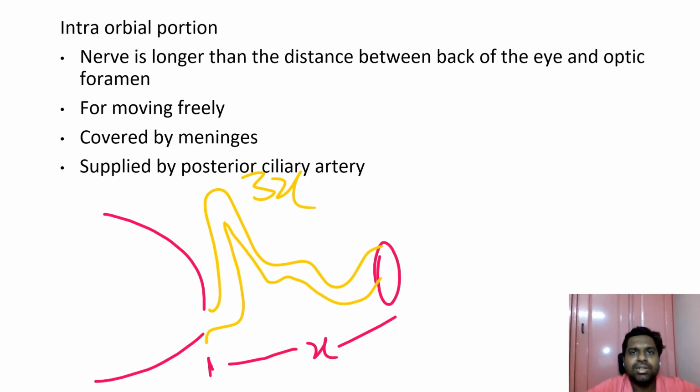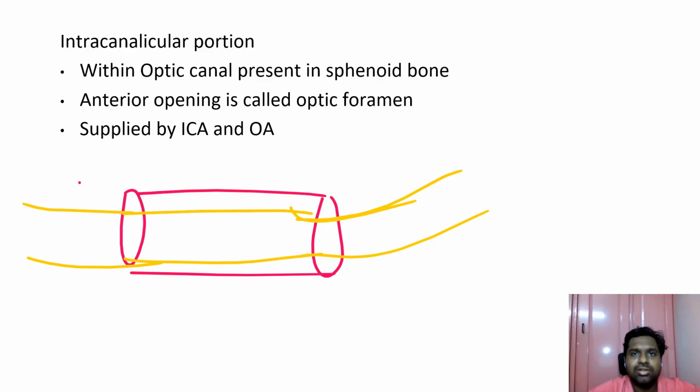The length of this optic nerve is the one that is allowing for free movement of the eye. The optic nerve from this portion onwards is going to be covered by meninges. Then coming to intracanalicular portion, it is nothing but optic nerve present in the optic canal, which is actually present in the sphenoid bone. And this is supplied by internal carotid artery and ophthalmic artery.